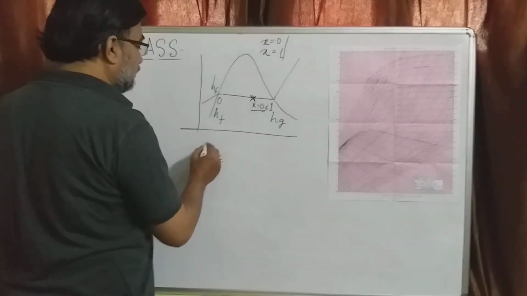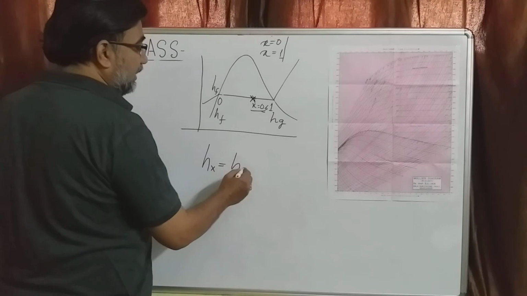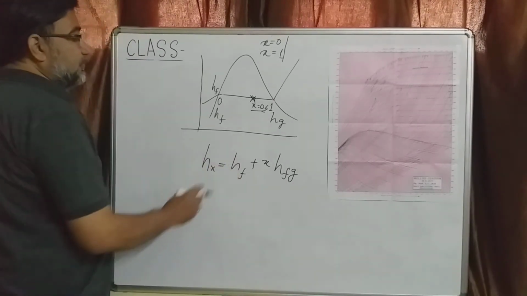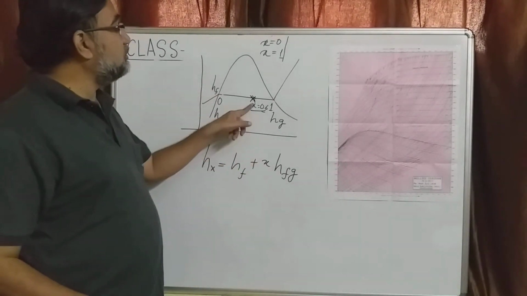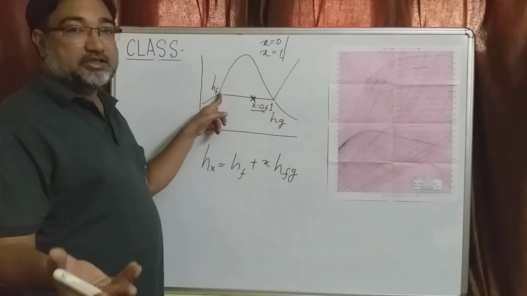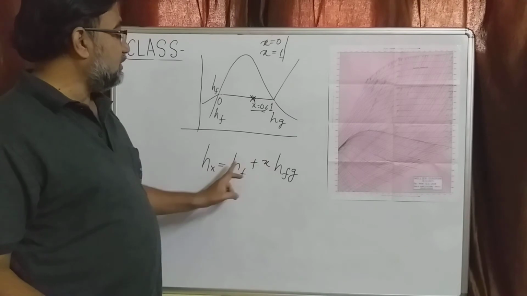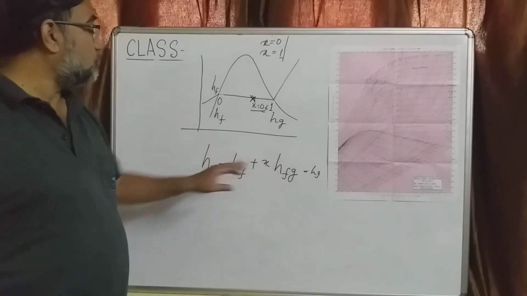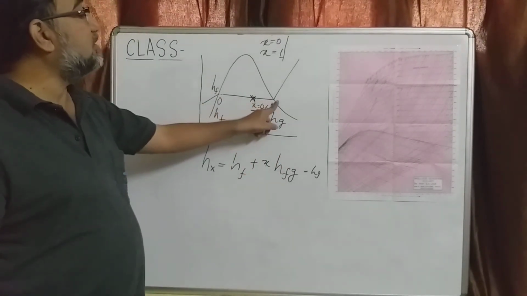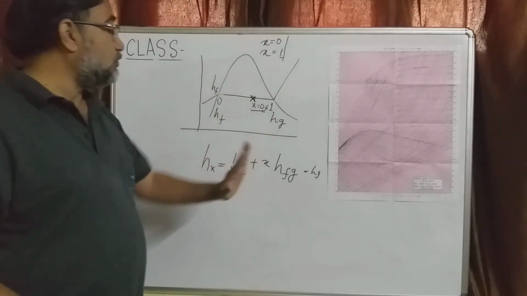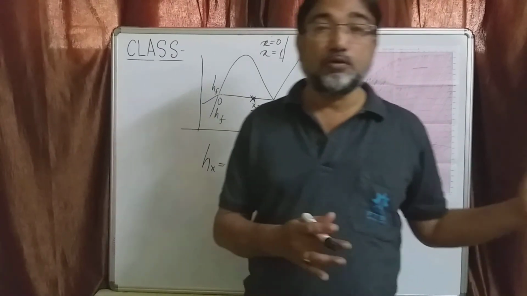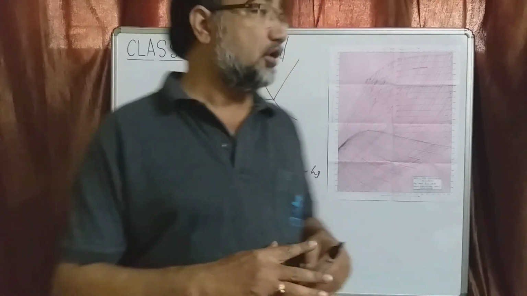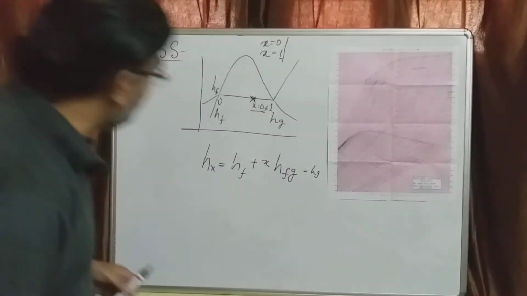So at this point, what is the enthalpy? Enthalpy HX will be equal to HF plus X into HFG. HF is this value, plus X is 0.6, HFG is this minus this. This you get from the steam table. If X is equal to 1, then HF plus HFG is nothing but your HG. When X is equal to 0, this is 0, so HX is HF. When it is 1, it is HG. When it is 0, it is HF. So this is how you have to find out the enthalpy values in between the transition state, provided you know the value of dryness fraction. Alright, so this is also important, how to find out the enthalpy value.